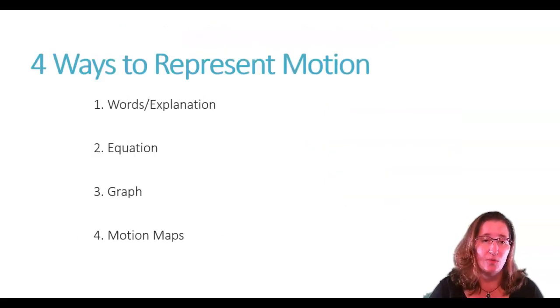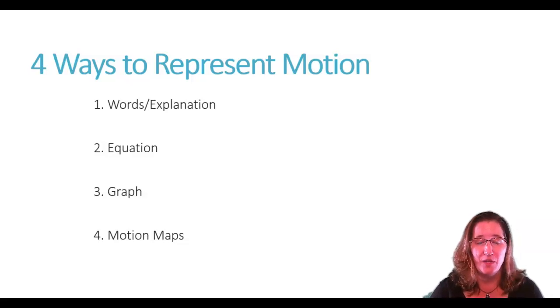Okay, in general, there are 4 different ways that are commonly used to represent motion. One is just by describing it with words. So you could write kind of a simple sentence or a couple sentences that explain it. An equation actually also describes motion. So like V equals, some equation that goes with that. Graphs are a nice visual representation, and we've already been working with those quite a bit.